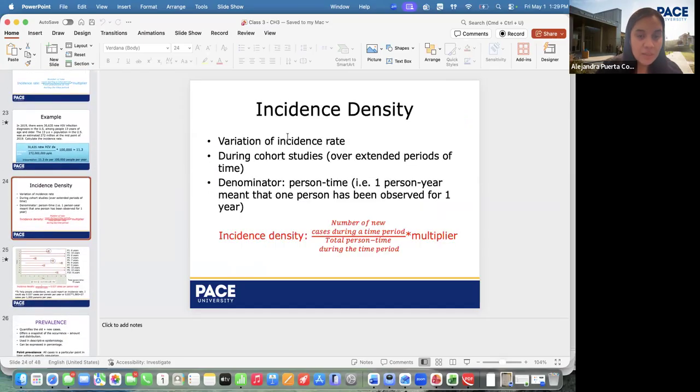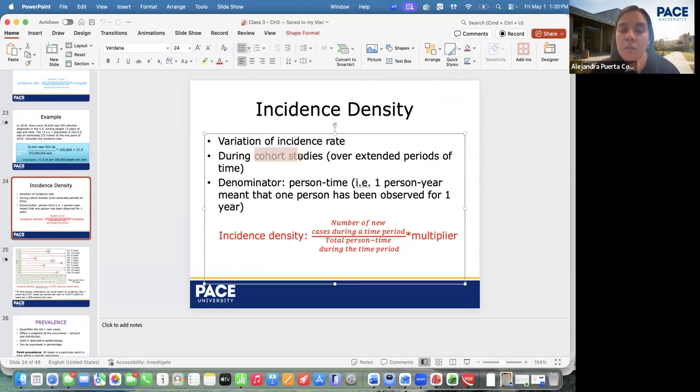Okay, let's see. Incidence density. This one will come on the exam. So incidence density, we can use it during cohort studies. It's a variation of incidence rate, but the denominator will have a person time. Numerator will be the same, the number of new cases, divided by the total person time during the time period.